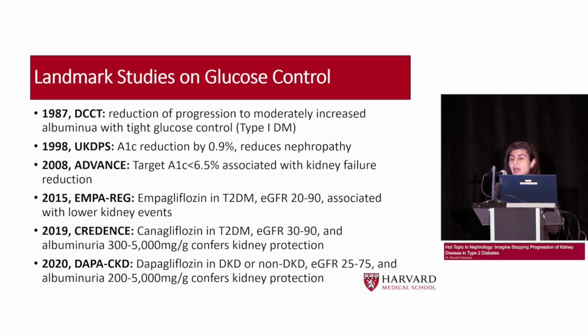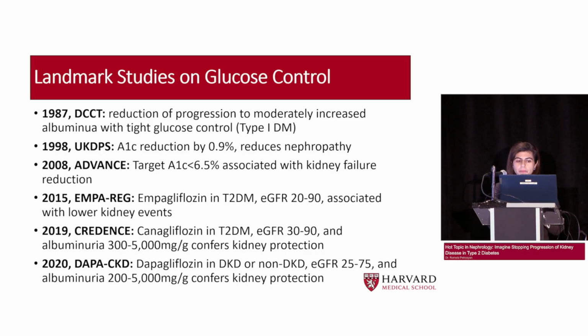When we looked at the DAPA-CKD trial, the goal went even lower, with eGFRs going as low as 25 in that trial. And dapagliflozin was found to confer kidney and cardiovascular protection in patients with type 2 diabetes who also had albuminuria, now going down to as low as 200 to 5,000 milligrams per gram. Again, suggesting that the SGLT2 benefit wasn't specific to canagliflozin itself, and it was more of a class benefit.